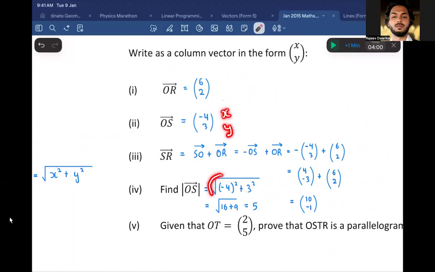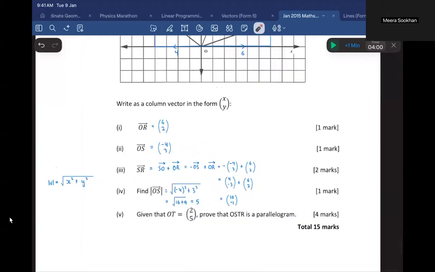Is this part confusing? No, understood. So all I'm doing is just substituting. x is minus 4, so I'll say minus 4 squared. y is 3, so I'll say 3 squared. That's it. We okay with that? Yeah. All right. Part V now.